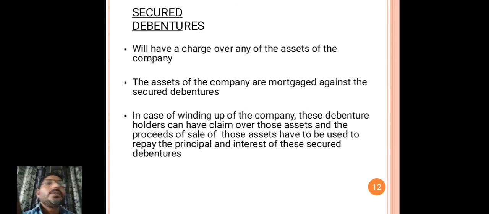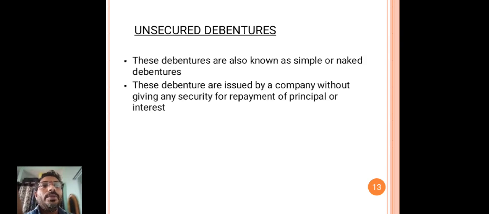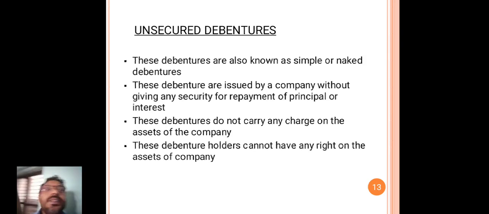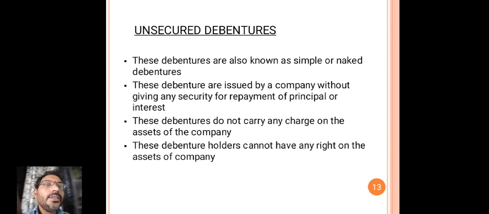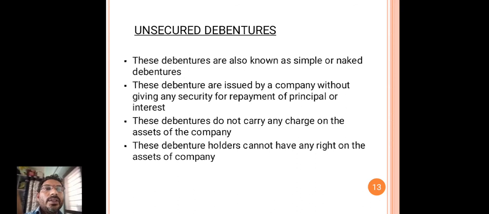And next, unsecured debentures. These debentures are also known as simple or naked debentures. These debentures are issued by a company without giving any security for repayment of principal or interest.